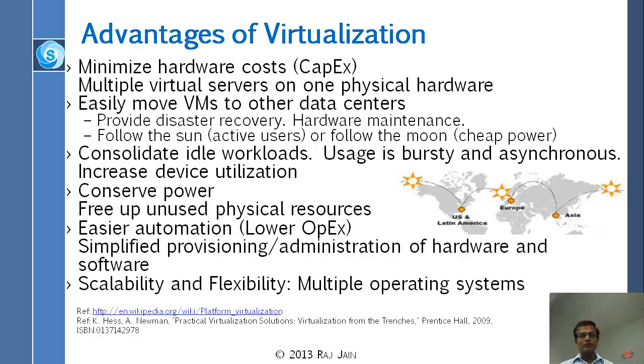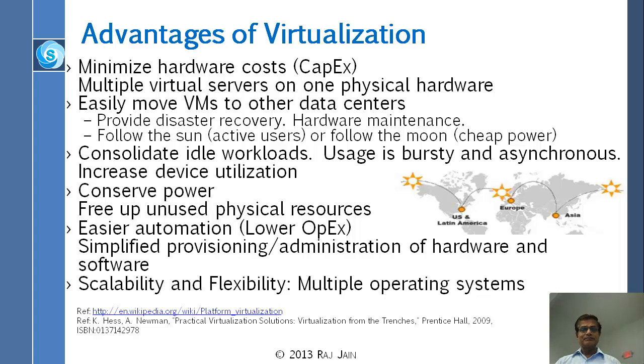Consolidate idle workloads. When you have 10 servers, they might be running 10% of the time, and 90% of the time they're not using the system, so you might as well put them into virtual servers, and then they can use the leftover capacity. Conserve power, and obviously instead of 10, if you use 1, you save a lot of electricity.